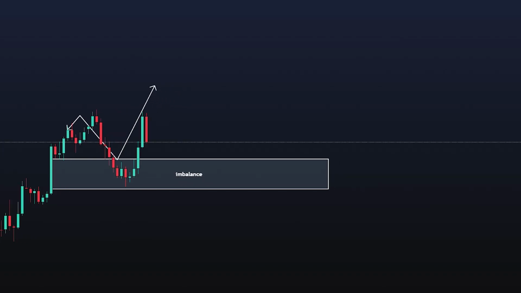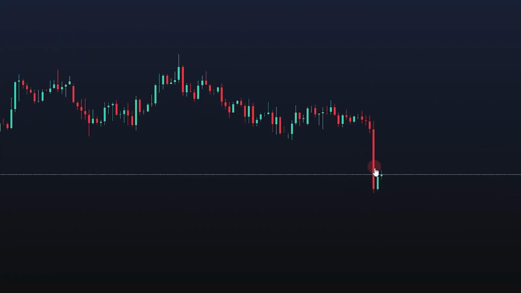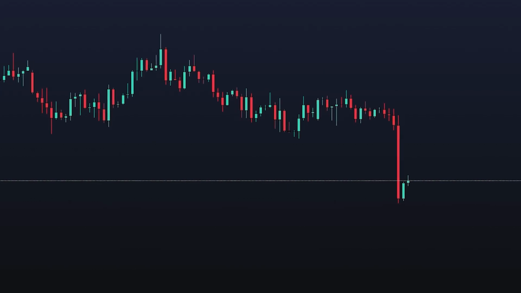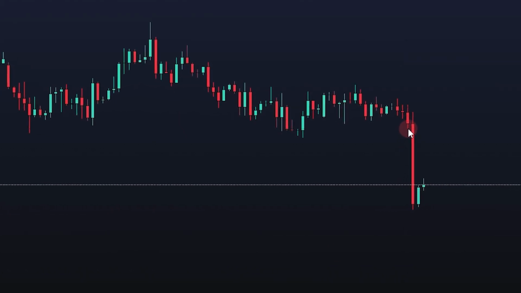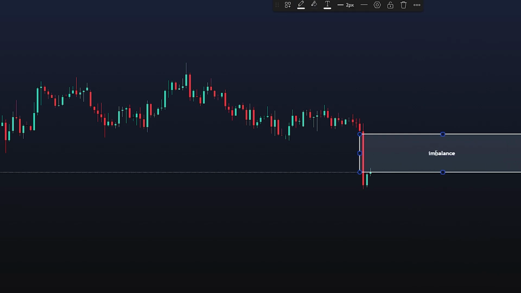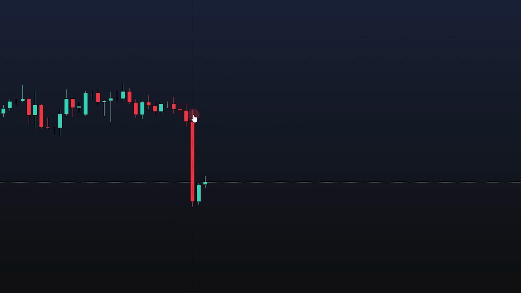Imbalance is formed on 3 candlesticks in a row. The first candlestick sets the impulse movement. The second candlestick continues the movement and creates a gap between its low in a bullish movement or high in a bearish movement and the first candlestick. The third candlestick does not bridge this gap, leaving an empty space on the chart between the high of the first candlestick and the low of the third candlestick, or vice versa if the movement is down. Visually, it looks like a void in the price structure that the market tends to close.